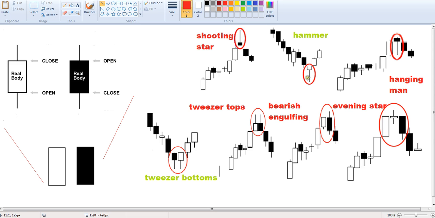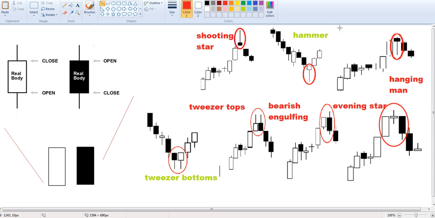A hammer is basically the same thing, but see how this has a little shadow at the top and this doesn't? Hammers are probably more reliable than shooting stars or hanging men, which is the upside version. But hammers are pretty awesome. An inverted hammer would be the opposite of this, and it would be at the top of an uptrend, of course.